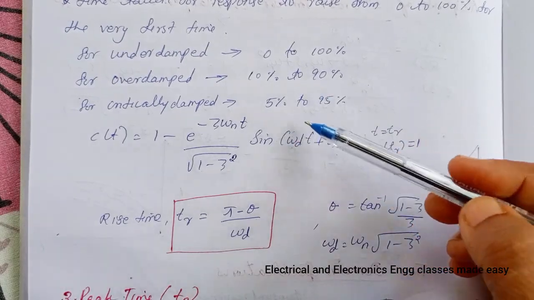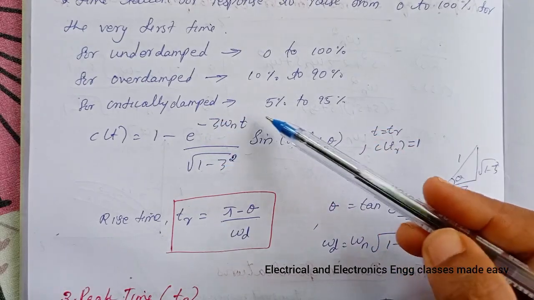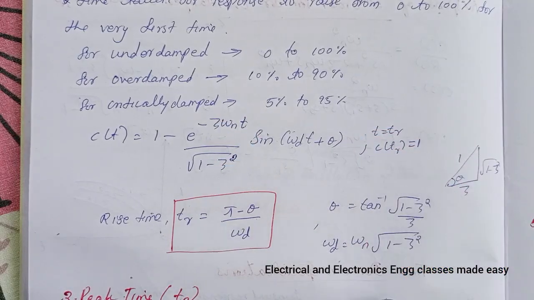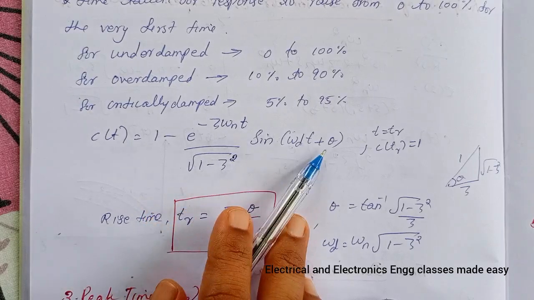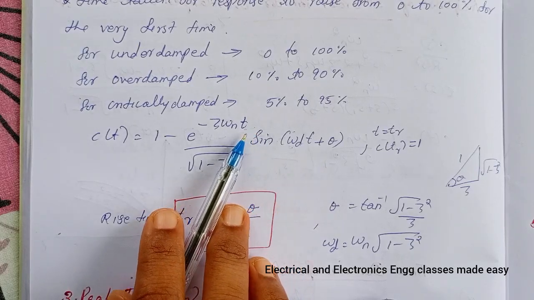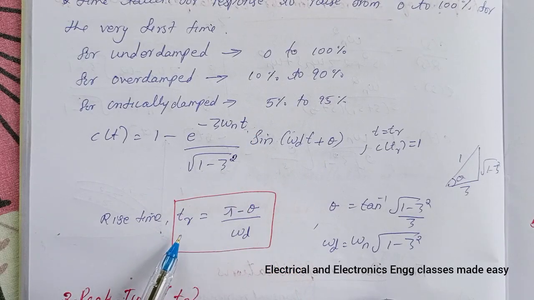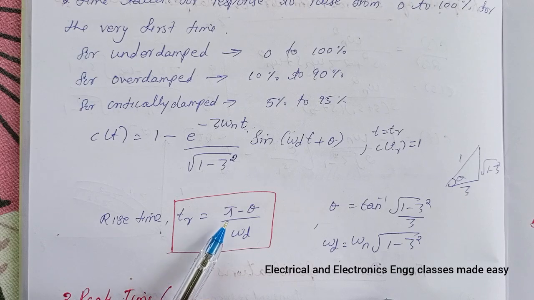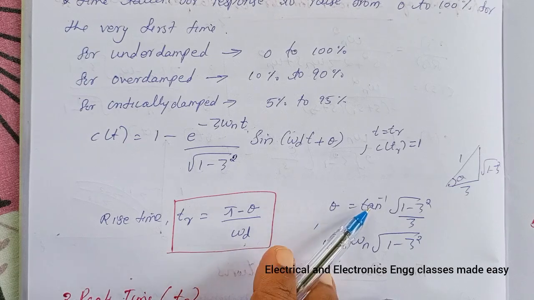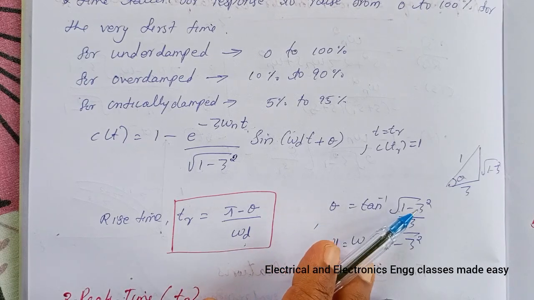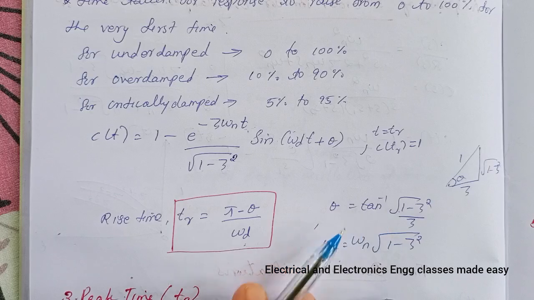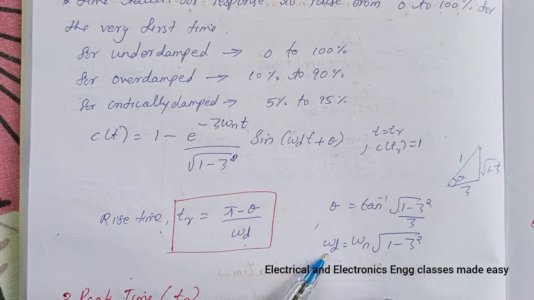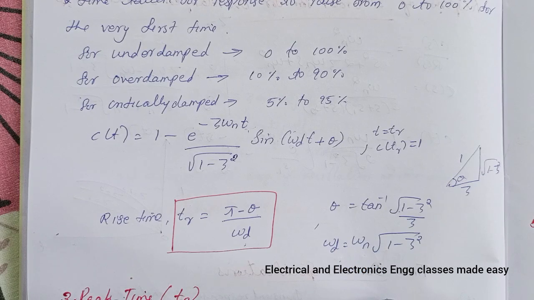By equating this equation to 1 and solving for tr, we get the rise time tr is equal to pi minus theta divided by omega d, where theta is tan inverse of root of 1 minus zeta square divided by zeta, and omega d is the damped frequency of oscillation and is equal to omega n into root of 1 minus zeta square.